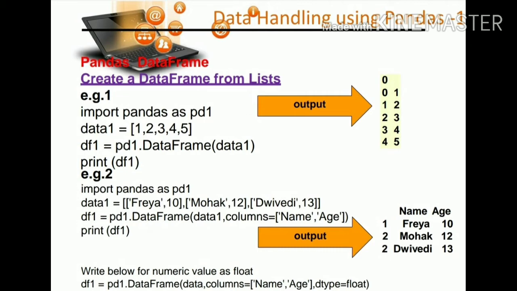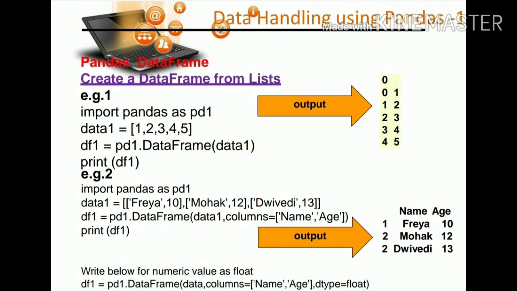Again we have imported pandas as pd1. Now data 1. We have studied list in this manner also, nested form: Freya and 10. That is the information for the first element of list 1. Then Mohak 12 and Dwivedi 13. These three labels we have given in data 1.